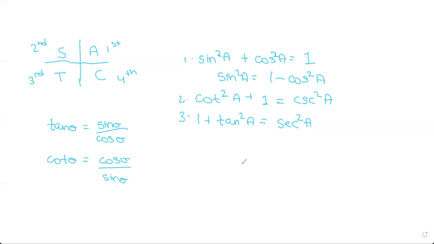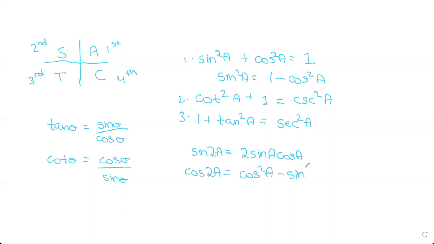So now let's look at some of the double angle formulas. Sine 2a. Sine 2a is 2 sine a cos a. Cos 2a. Cos 2a is cos square a minus sine square a.